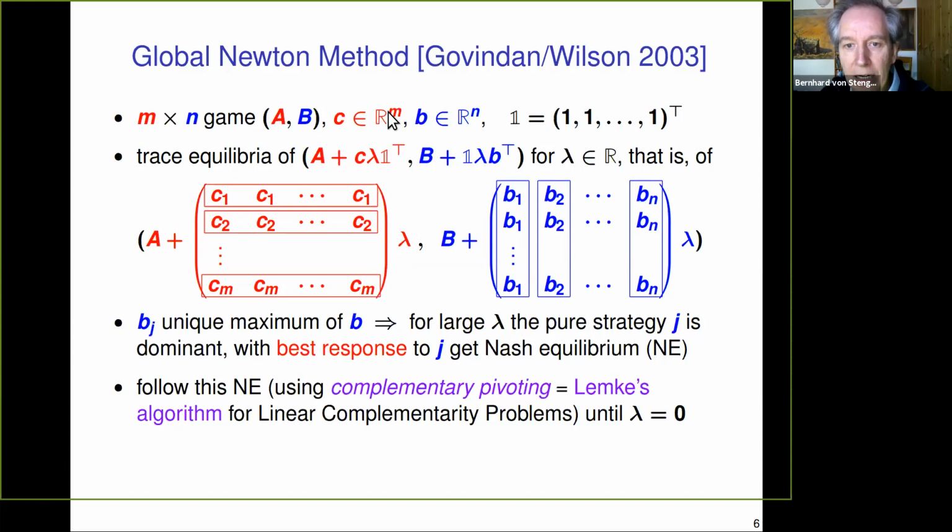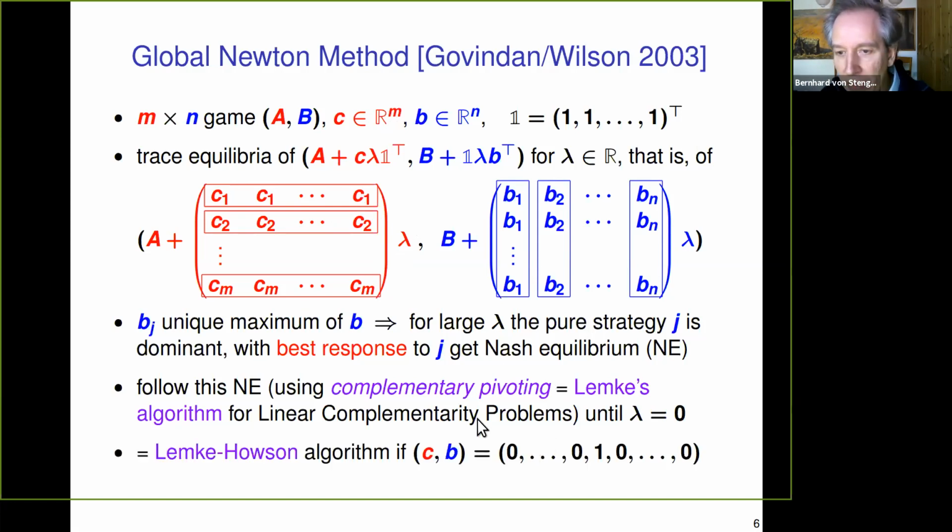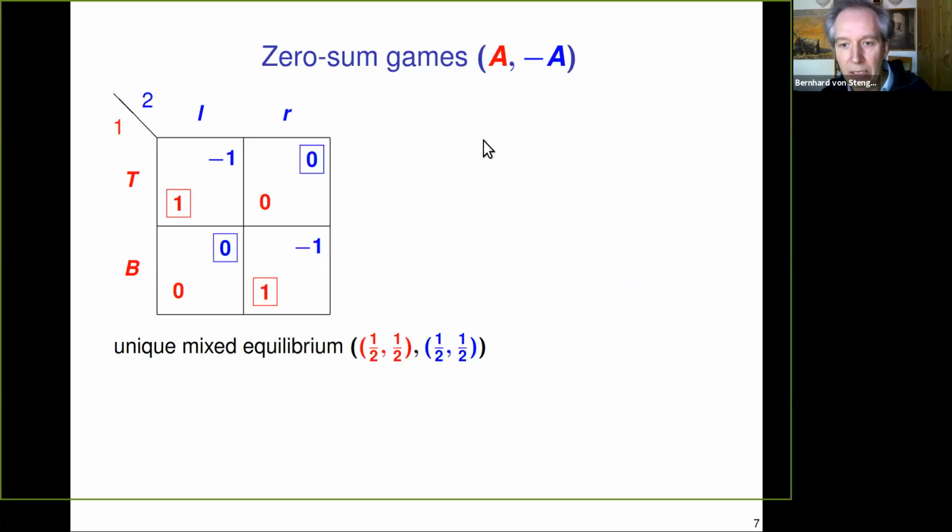And by the way, if this bonus vector has 0 everywhere except for a single 1 in there, so it's a unit vector, this is actually also another version. In fact, it is the famous Lemke-Howson algorithm for finding one equilibrium. Okay, so what we do now is we use this lambda in a different way. And for that, we look at the following.